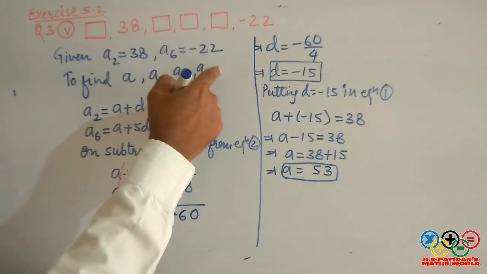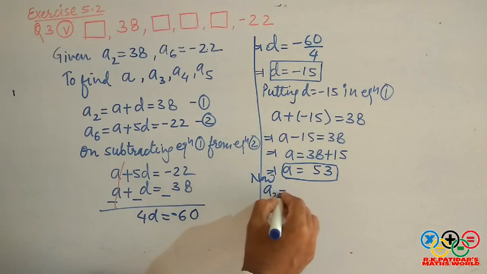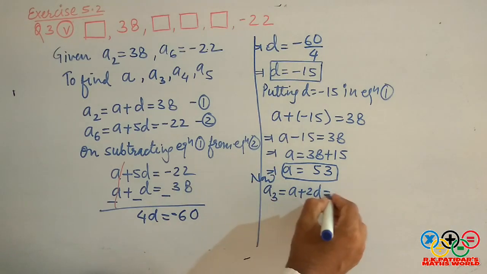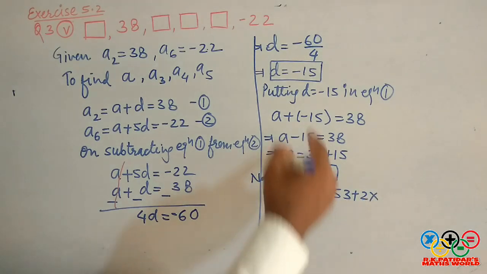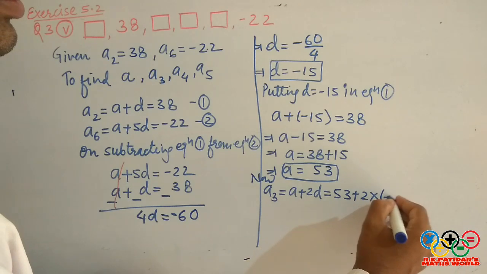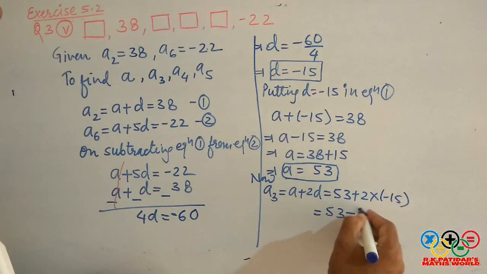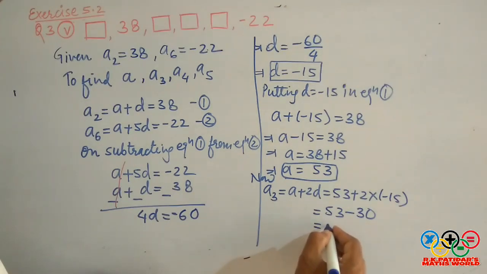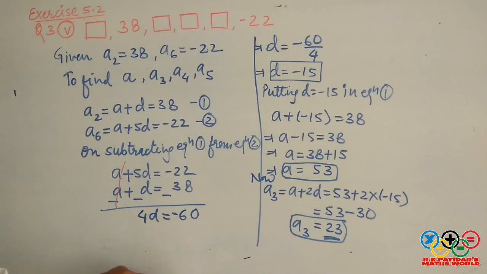We have to find out third, fourth and fifth term. So third term we will find out. Now the third term is what? A plus 2D. A 53 plus 2 into D. D is minus 15. So 53, 15 twos are 30, minus 30. That is 23. So the third term is 23. In the same way, you can find out fourth term, fifth term of this AP.